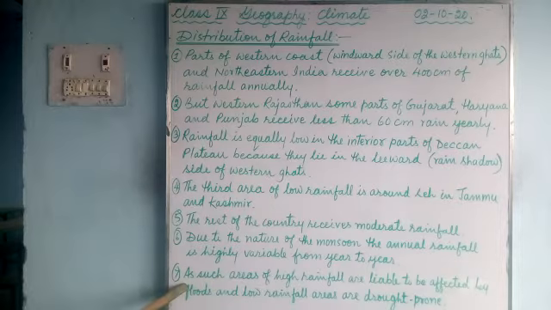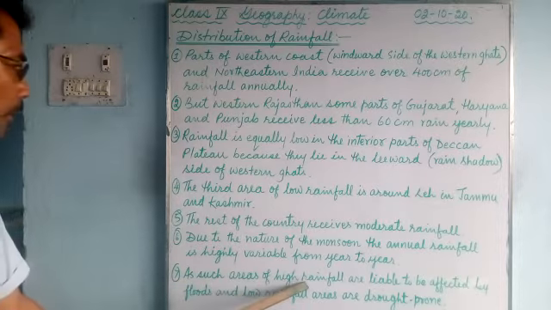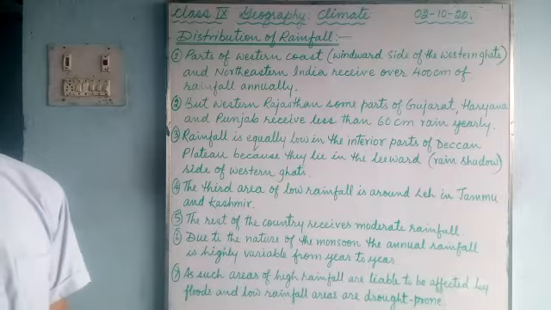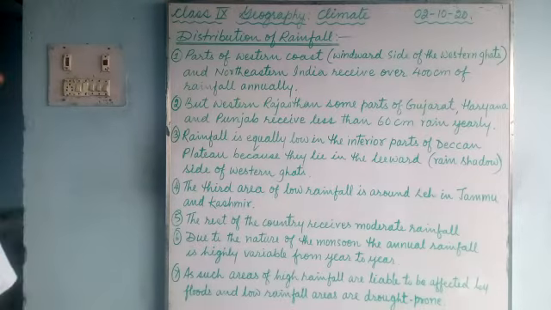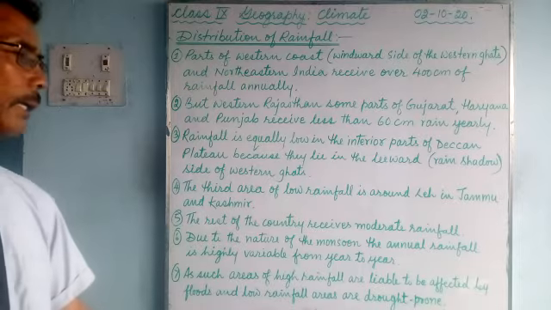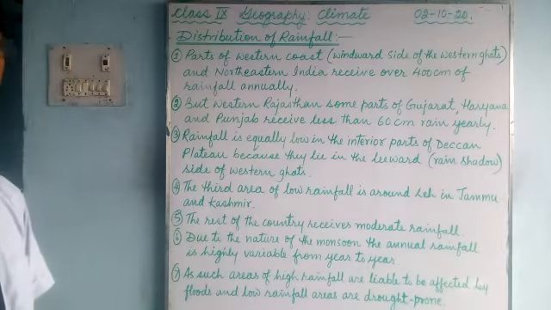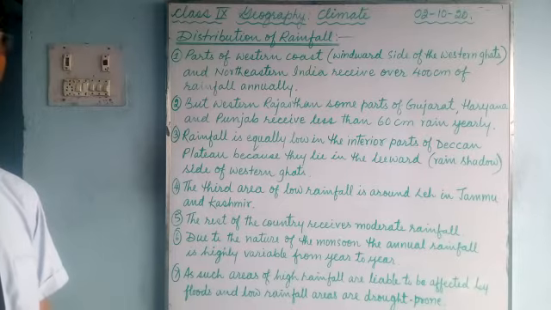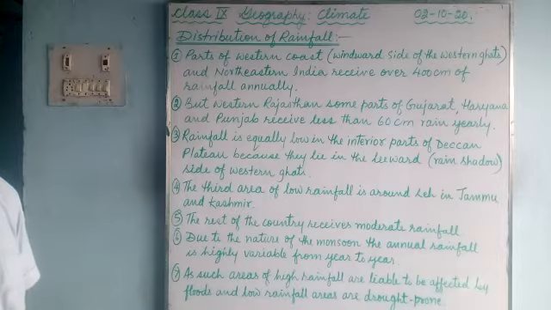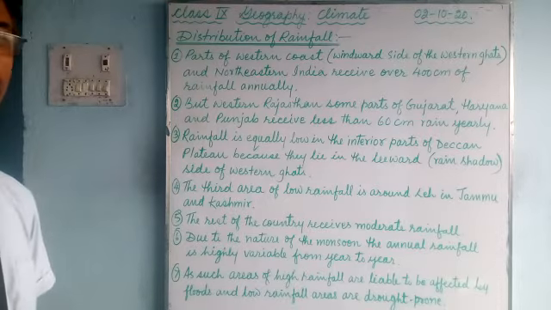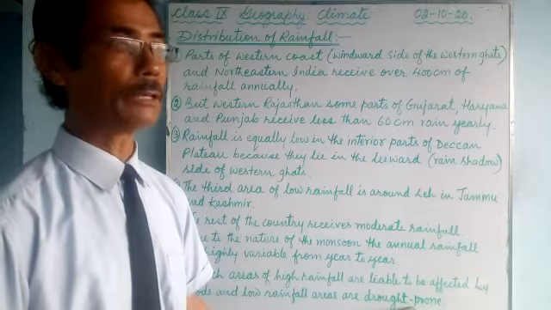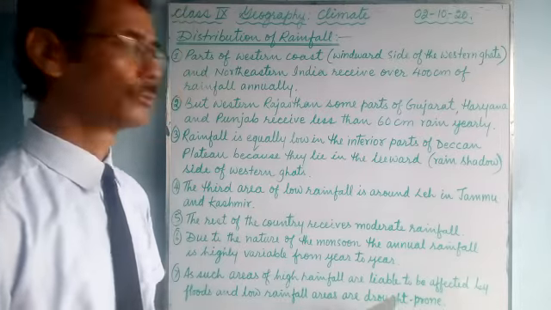Due to this variability, areas of high rainfall are liable to be affected by floods, and areas of low rainfall are drought prone. So it is due to the nature of the monsoon, because it is variable. The areas having low rainfall will be affected by drought, or dryness, or sometimes no rainfall. Prone means likelihood, having more chances of becoming dry. So that is drought prone in certain areas.